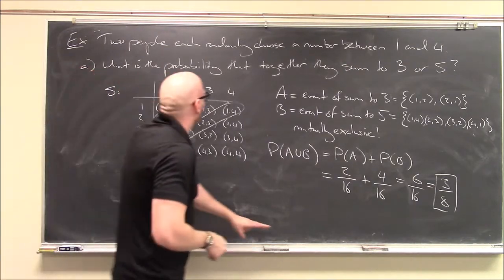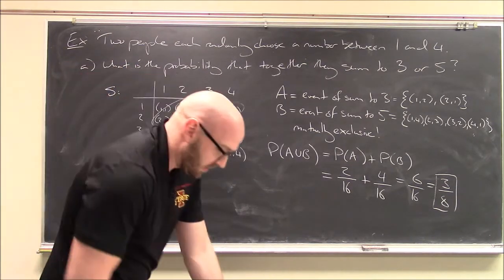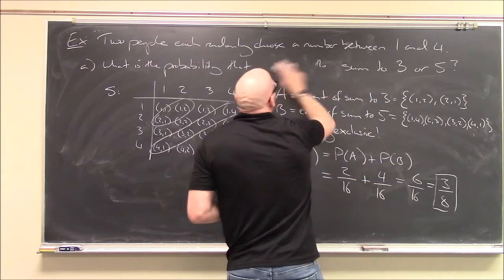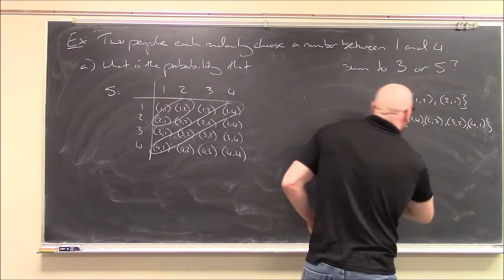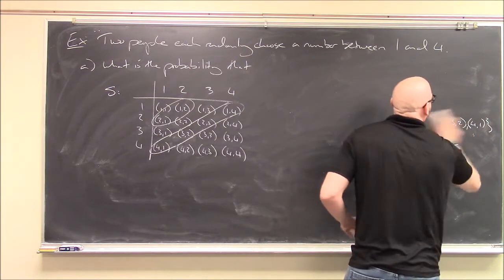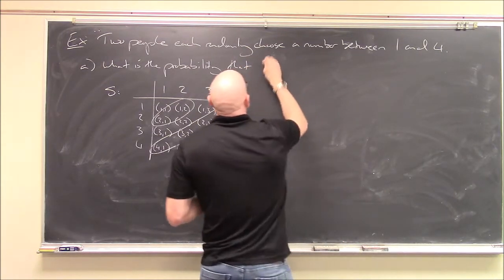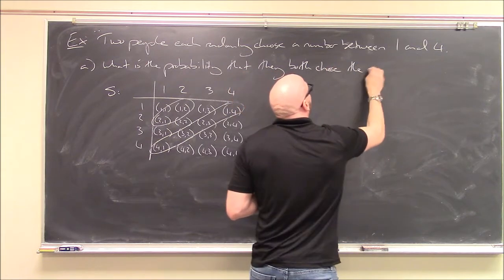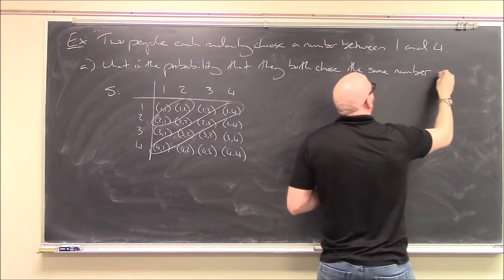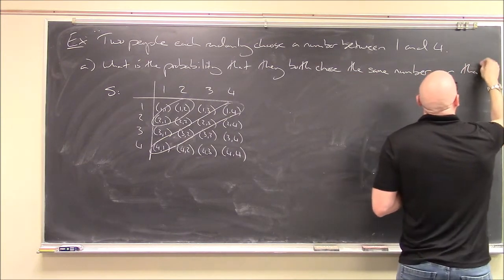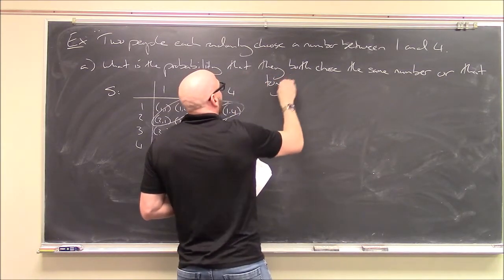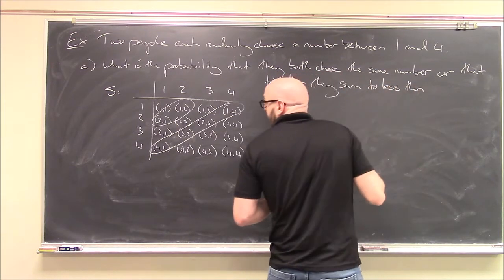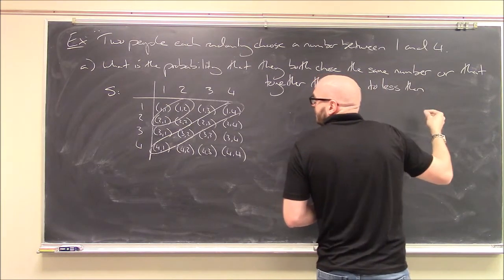Awesome. Let's do a slightly harder example. Well, let's erase all this first. What's the probability that they both choose the same number, or that together they sum to less than, let's go with less than 5?